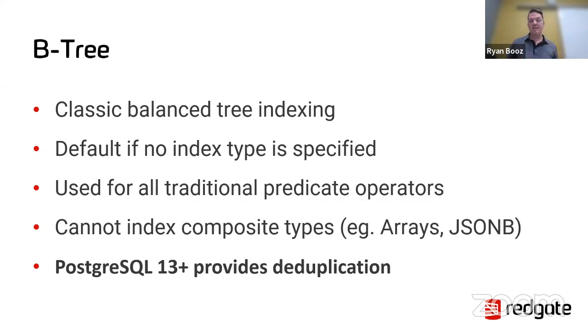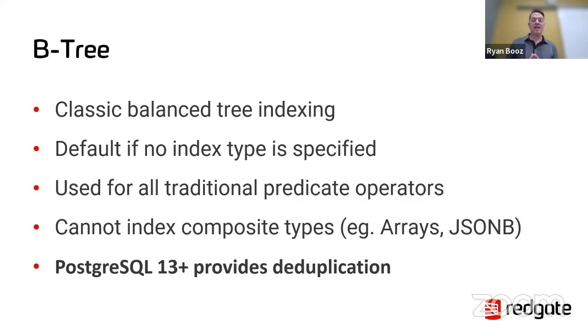This is the default index type. If you just create an index without identifying a different type, this is what you'll get. And it can be used for all of the traditional operators, the predicate operators in a where clause that you would expect: equal, less than, greater than or equal, between, like. All of those things can be used with the traditional btree index. Their efficiency might not be exactly what you need depending on what the data is and how it's indexed, but they can be used for all of the typical where clause predicate operators that you would expect.